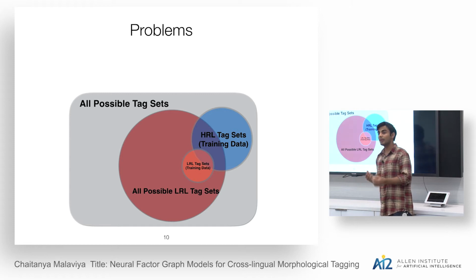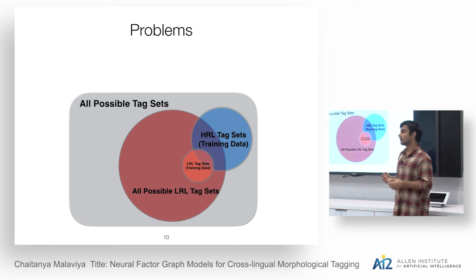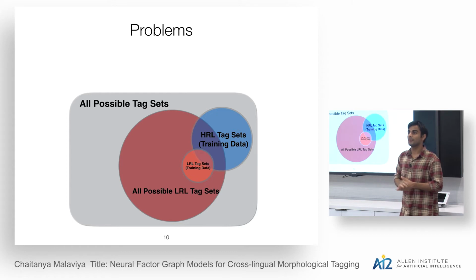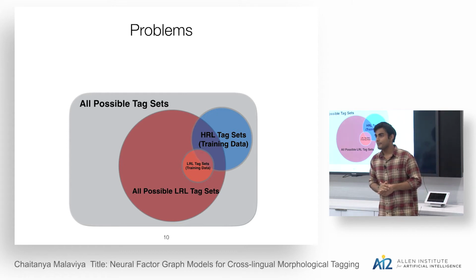So this is a very big concern because we're constrained in a very heavy way. We're assuming that the tag sets that we could see in the low resource language are going to be exactly the same as the high resource language, which may not be the case. Yes? Are you assuming that the set of possible tags is the same for all languages? No, there is no assumption of that sort.